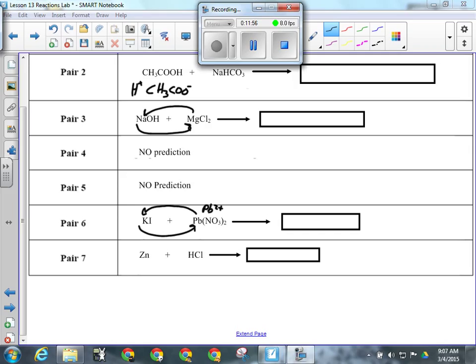And for pair number 7, I've got zinc metal, an element, reacting with hydrogen chloride. What kind of compound is that? It's a single replacement reaction because this is an ionic compound. Is hydrogen acting as a metal or a non-metal? Metal, it's listed first. So we've got a metal reacting with an ionic compound. You guys can figure out who needs to switch with who. Predict your products on the other side, and then we're going to head across the hall.